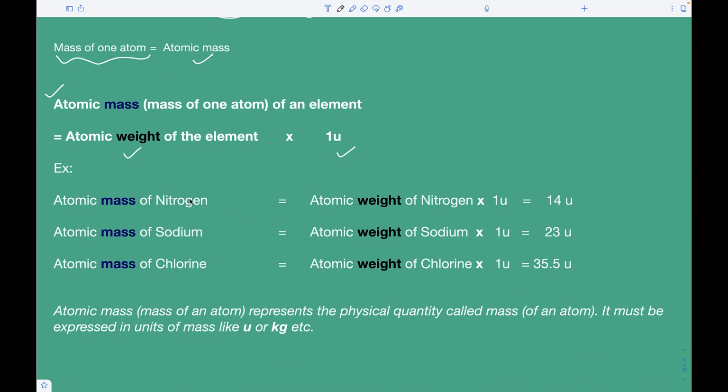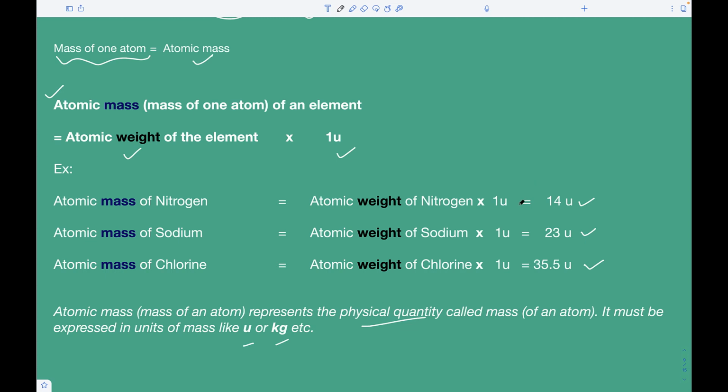So what is the atomic mass of nitrogen? Its atomic weight multiplied with 1 u. So 14 multiplied with 1 u is 14 u. Similarly, the atomic mass of sodium is 23 u and atomic mass of chlorine is 35.5 u approximately. So atomic mass represents the physical quantity called mass. It must be expressed in units of mass like u or kilograms, etc. Generally, it is expressed in unified atomic mass units.